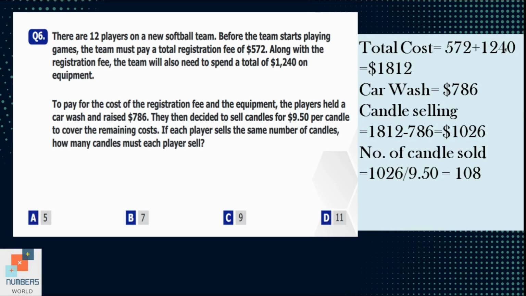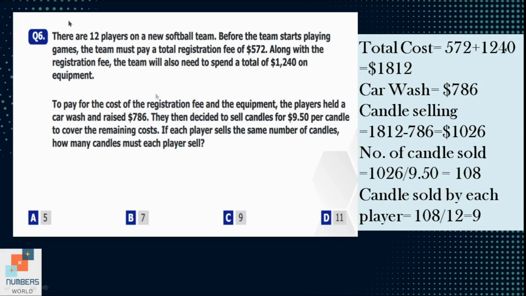To find out how many candles were sold by each player, we will divide 108 by 12 because the total number of players was 12. So it's equal to 9. So we can say that each player sold 9 candles, which is option C.